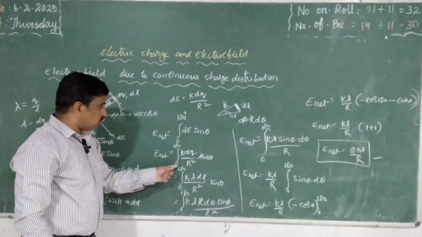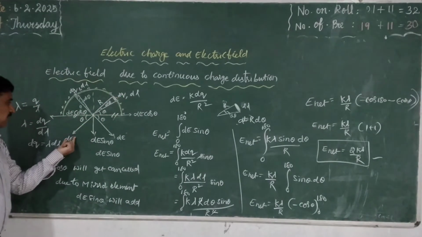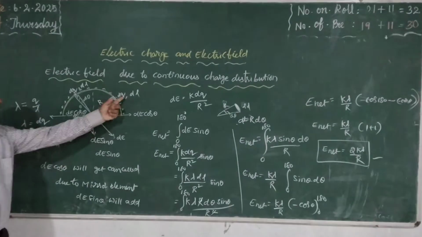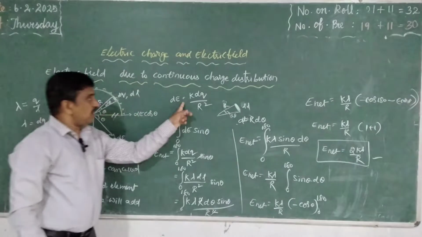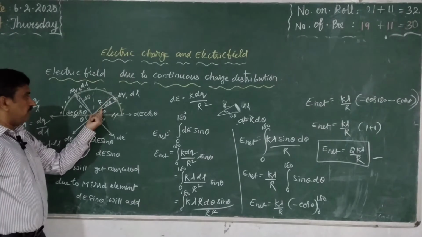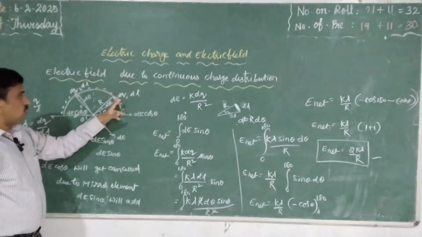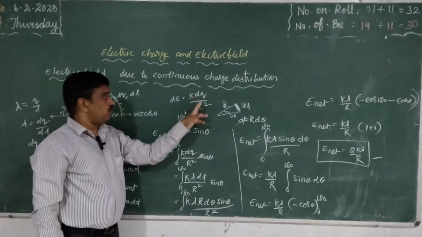Here E net equals integral from 0 to 180. dE means due to this dq. What is the electric field here? Due to this dq, the electric field is k dq by r square. The length is r, the distance is r. At this point, what is the electric field? k dq by r square. The charge is dq, the distance is r. So k dq by r square.